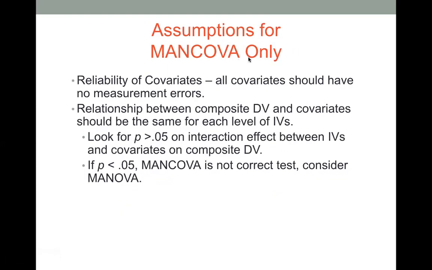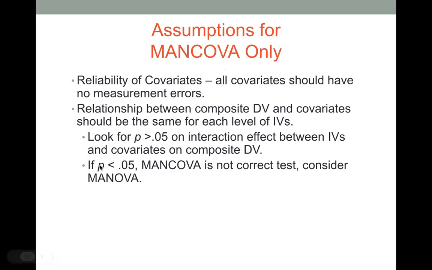So, assumptions for MANCOVA only. Reliability of all covariates: all covariates should have no measurement errors. The relationship between the composite DV and the covariates should be the same for each level of the IV. Each level of the IV on the DV should be equal; they have to be the same level of IV.